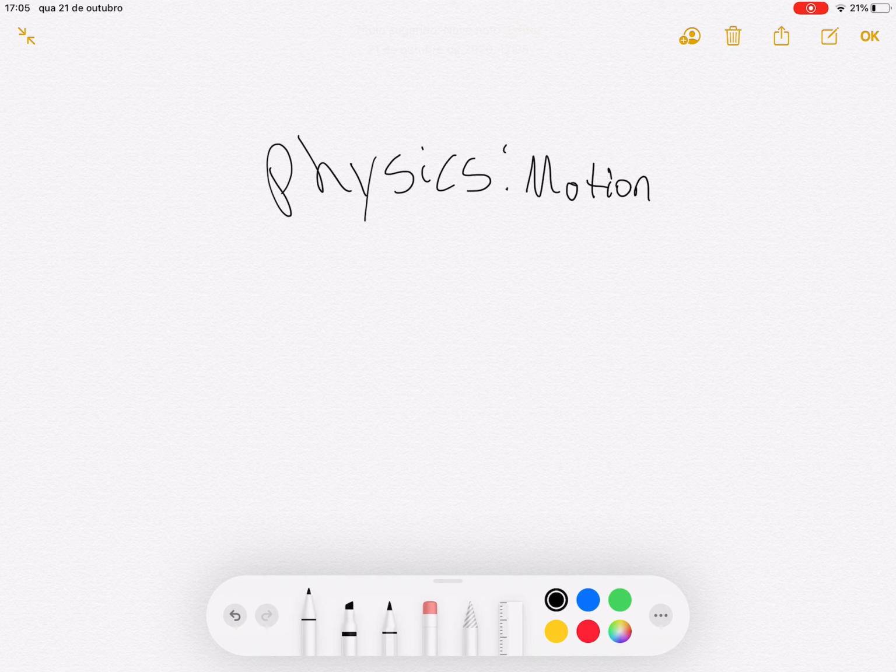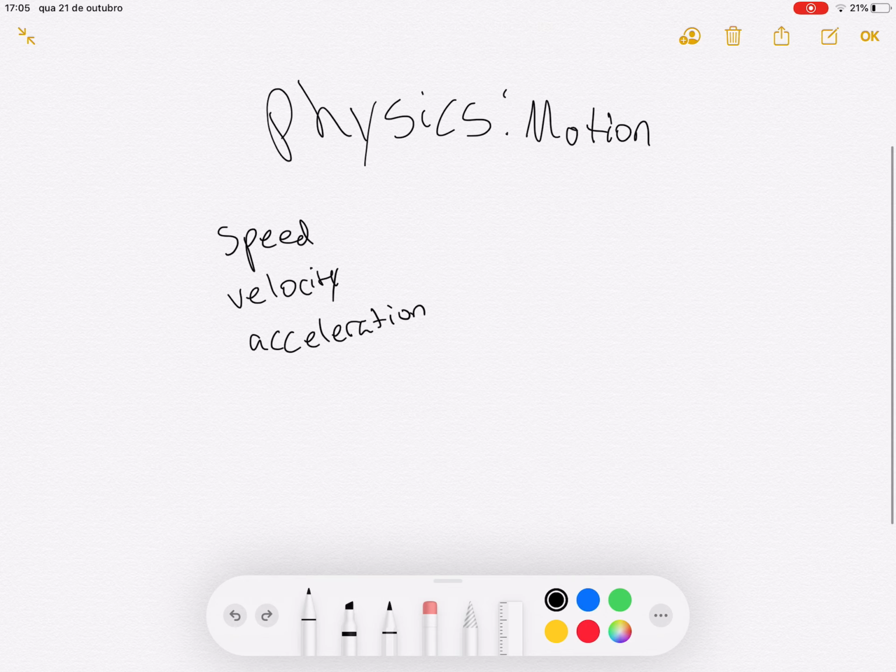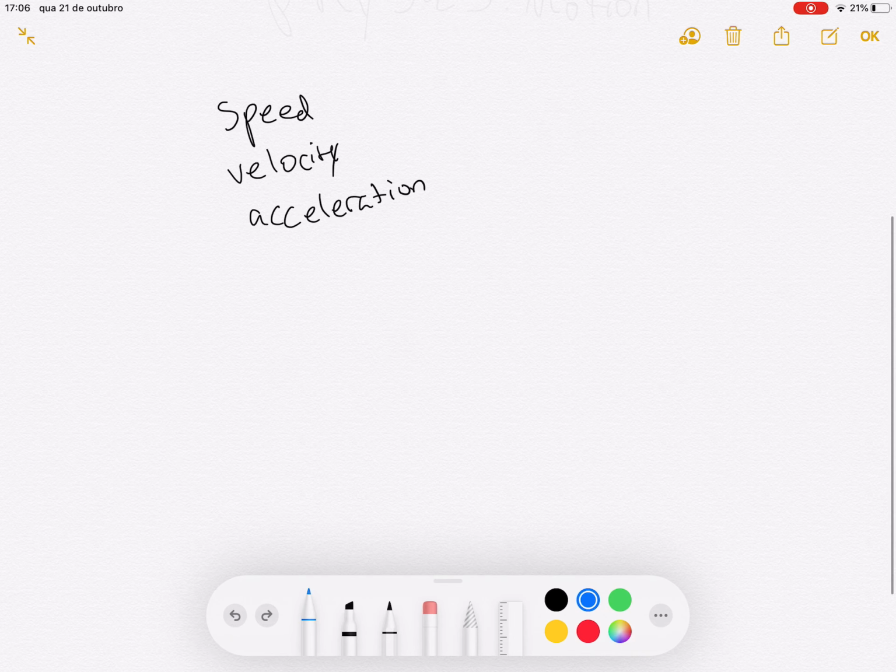So there are some important terms that we're learning, and some of them are speed, velocity, and acceleration. These all have different meanings. Speed and velocity are somewhat similar, but they are still different. And so this is how they're different.